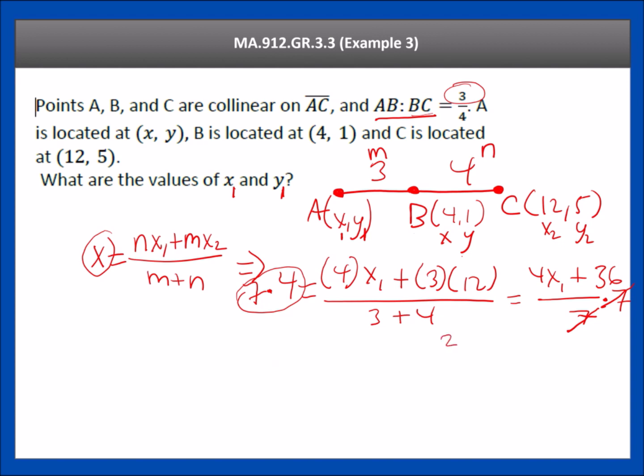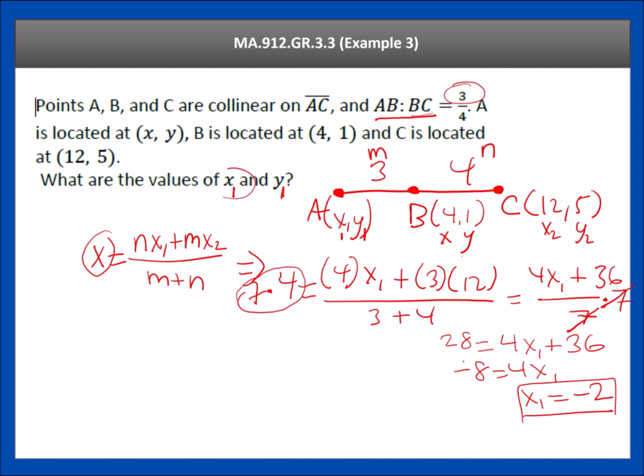Let's do that over here. 28 equals 4x1 plus 36. If I subtract 36 on both sides, that gives me -8. And so x1 has to be -2. So we got the coordinate of x1, which is what they want. All right, so x1 equals -2.